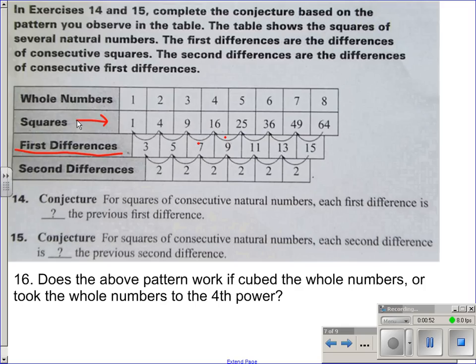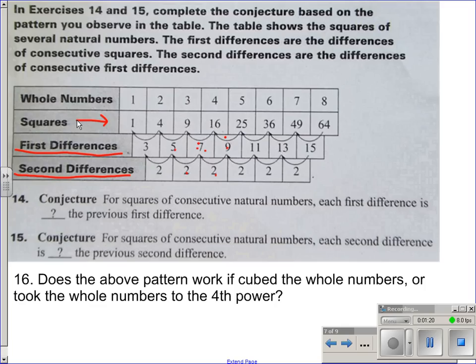Okay? You should see a pattern in these first differences. They're going up by 2s. That is called the second differences. The difference between the first differences: between 3 and 5 is 2. Between 5 and 7 is that 2. Between 7 and 9 is that 2. You notice the second differences are constant, right? Everybody see the pattern in this?